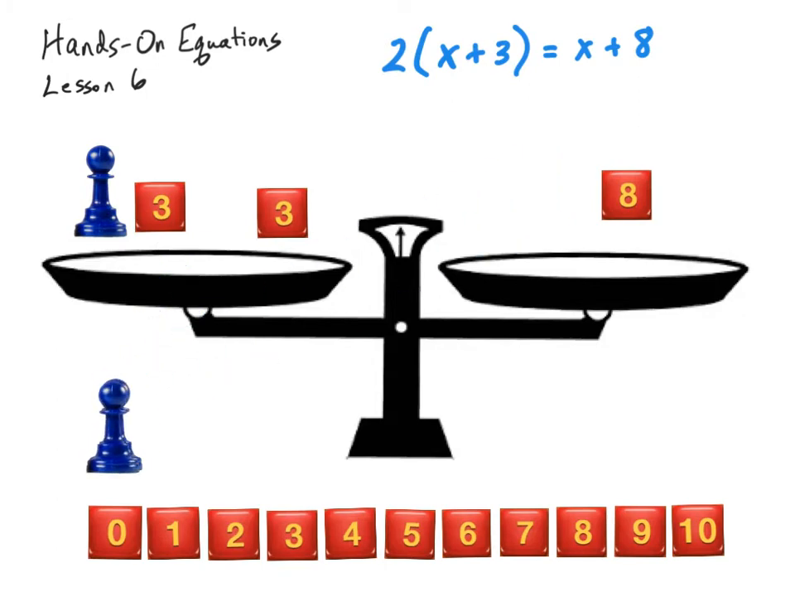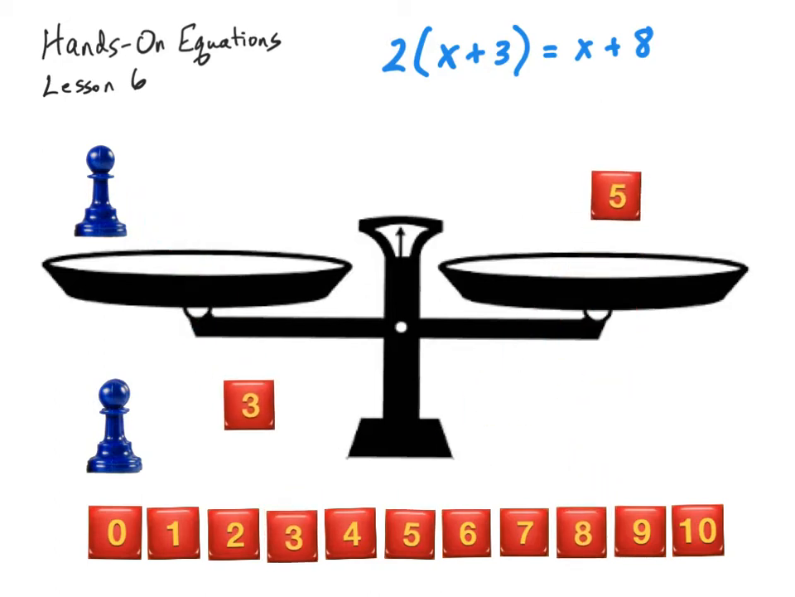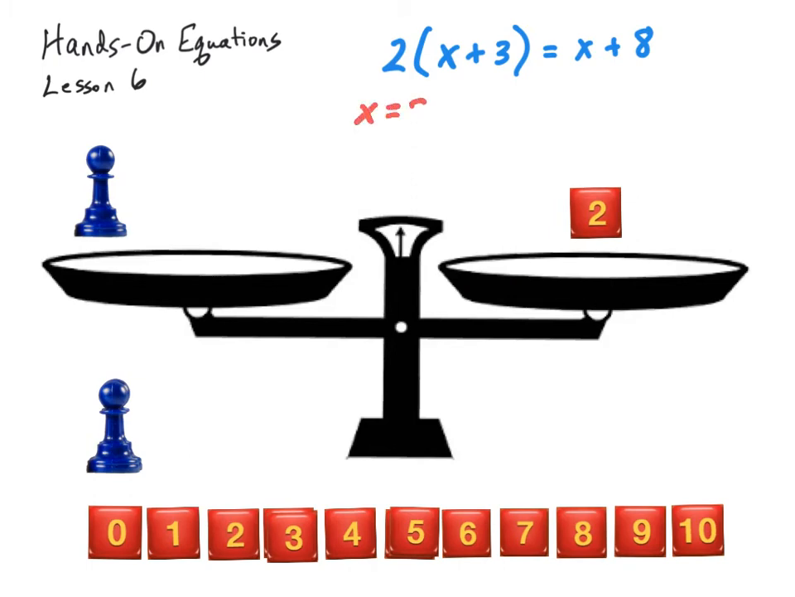I'm going to take away a 3 from both sides. 8 minus 3 becomes 5. And now I'm going to take another 3 away from both sides. And 5 minus 3 becomes 2. So now that we've solved this, we have x has a value of 2.